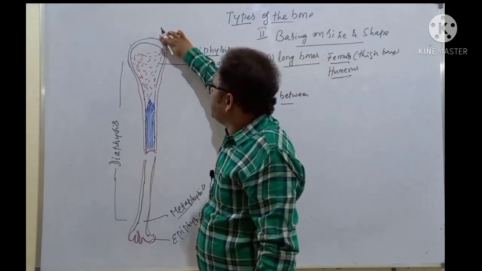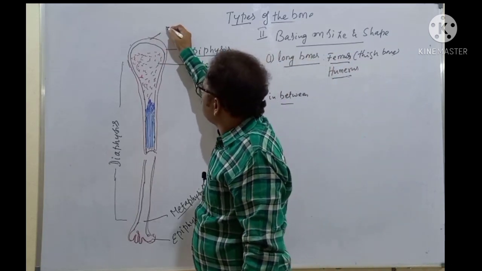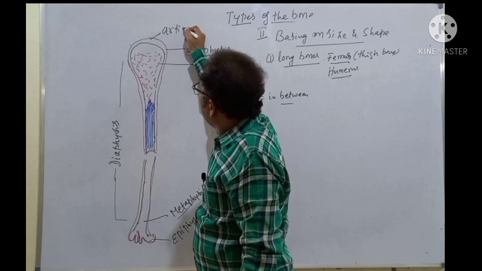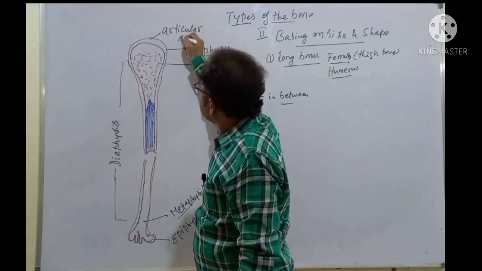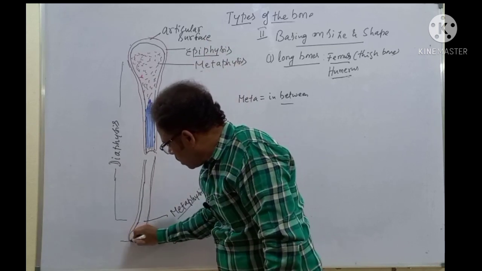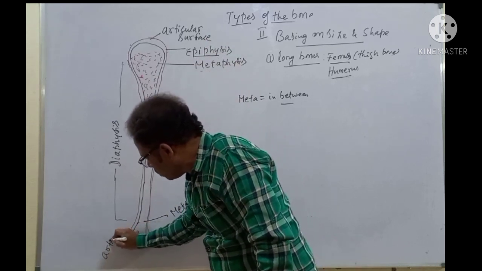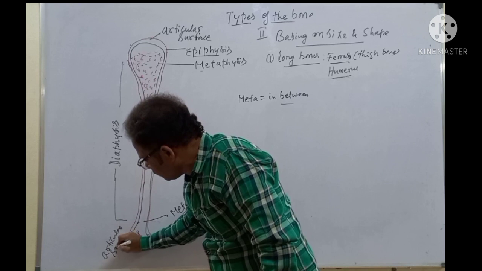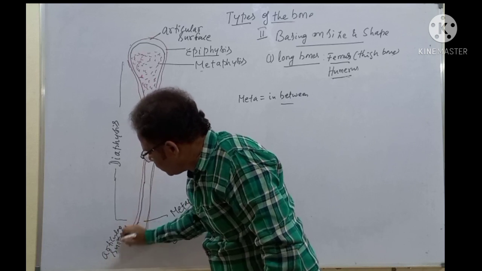Now get back to the details here. This is called the articular surface of the long bone. Here again this is called the articular surface of the long bone. Now, which cartilage is present at the articular surface?